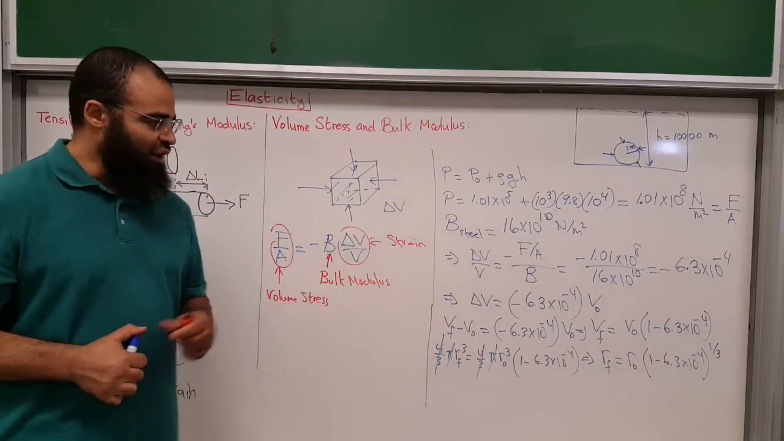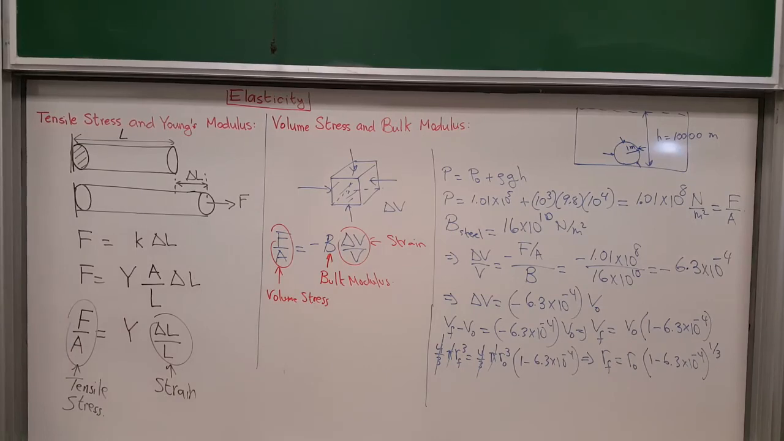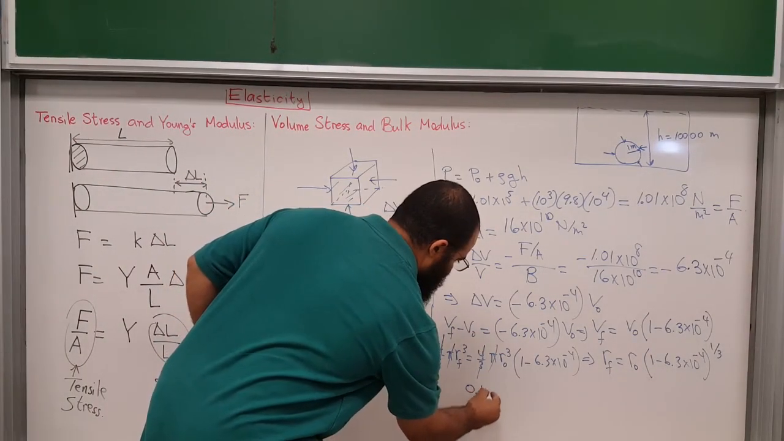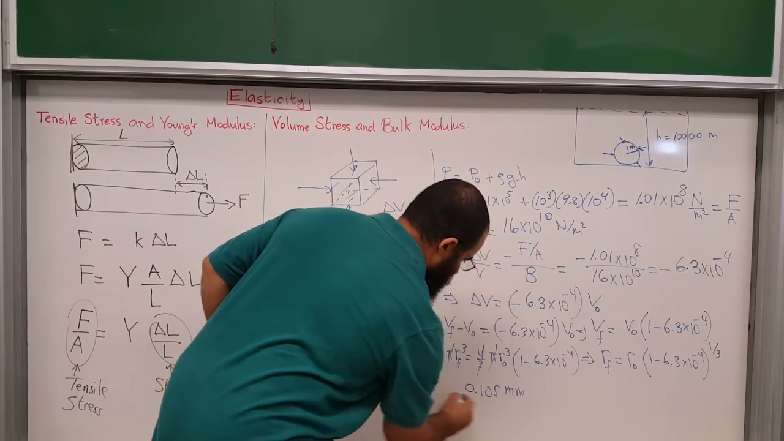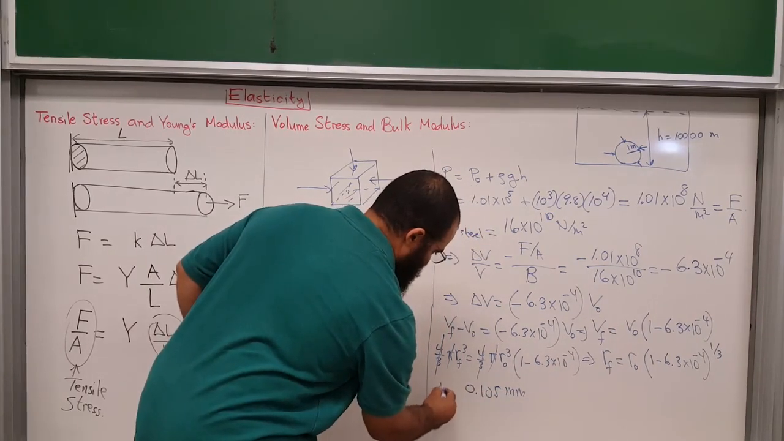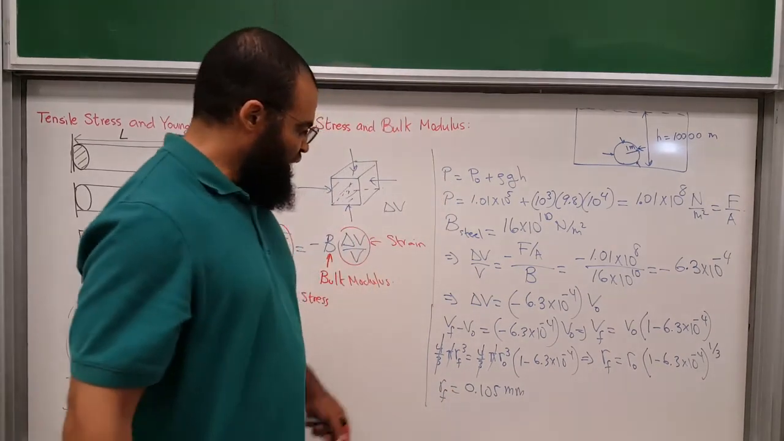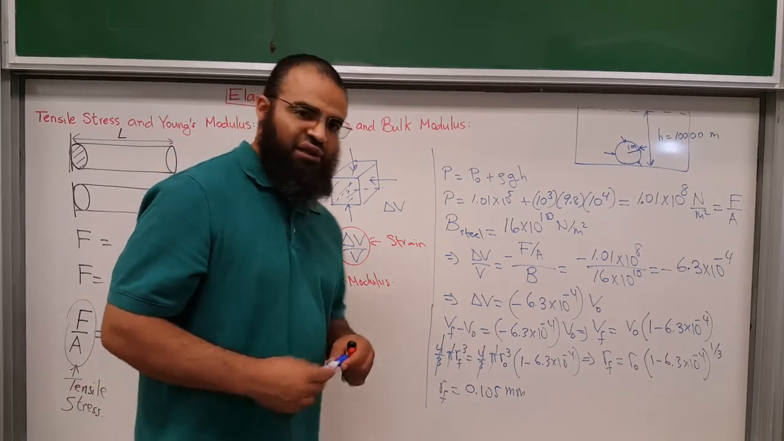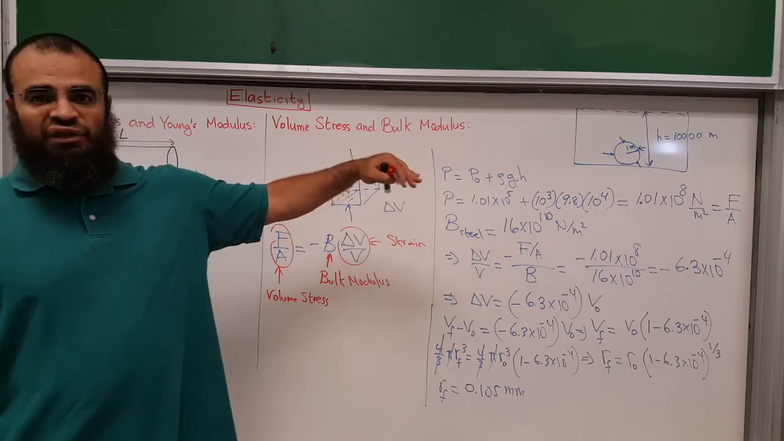So now we can calculate our final. Our initial is 1 meter, so we can calculate our final change to be approximately 0.105 millimeters. So approximately just a tiny number, 0.105 millimeters. That's really tiny. From a meter, it changed by 0.105 millimeters. That's 1/100th of a 1% change, going 10,000 meters deep.